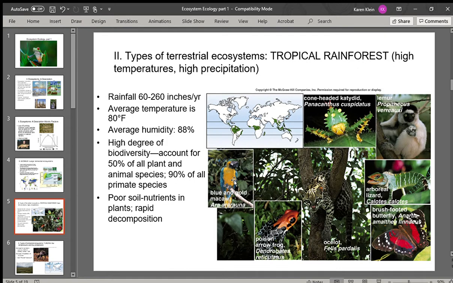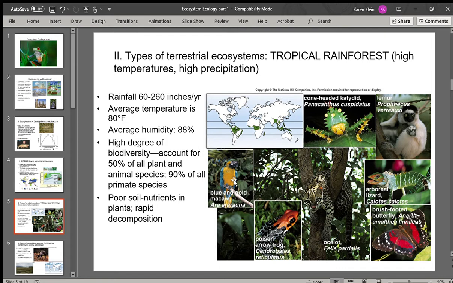The soil is actually pretty poor. And the reason for that is because it rains so much, you wind up having a lot of nutrients washed out of the soil. And because it's so humid and so hot, you also have a lot of fungal species that grow in rainforests. And fungus survives by extracting nutrients from either the ground or from something that it's living on.